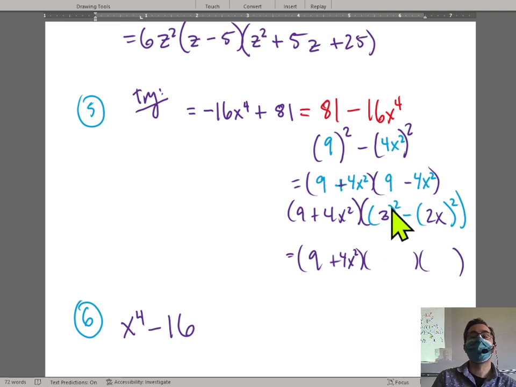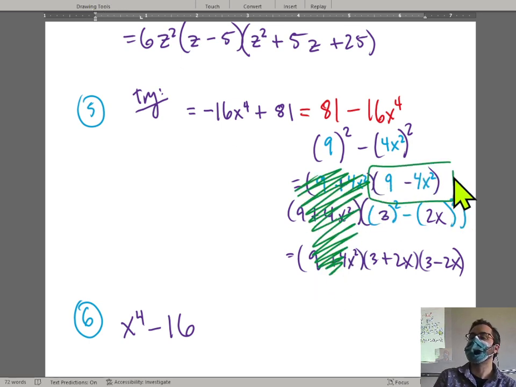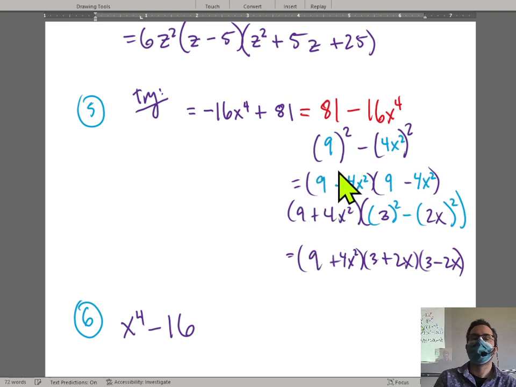9 was broken into 3 squared, and 4x squared was broken into 2x squared. Yeah, exactly. 3 plus 2x and 3 minus 2x. And we're just using difference of squares. What you want to see is to imagine that this isn't even part of the problem. All I gave you was this. If that's all I gave you, it would be a difference of squares. All right. So I hope we're starting to catch on.